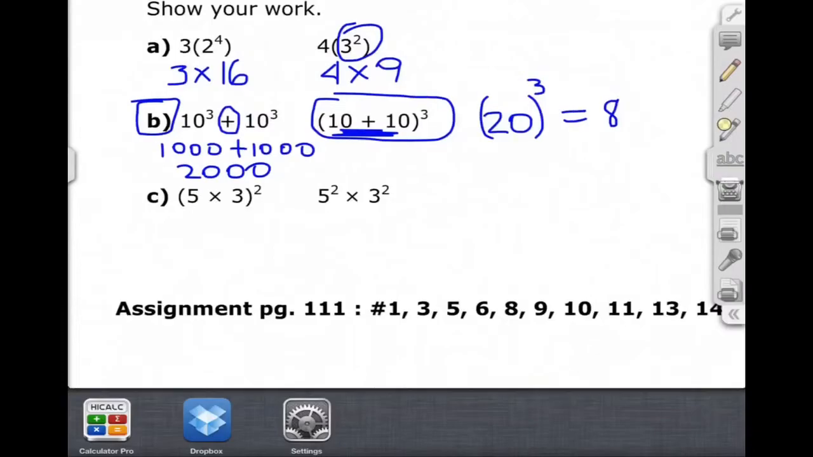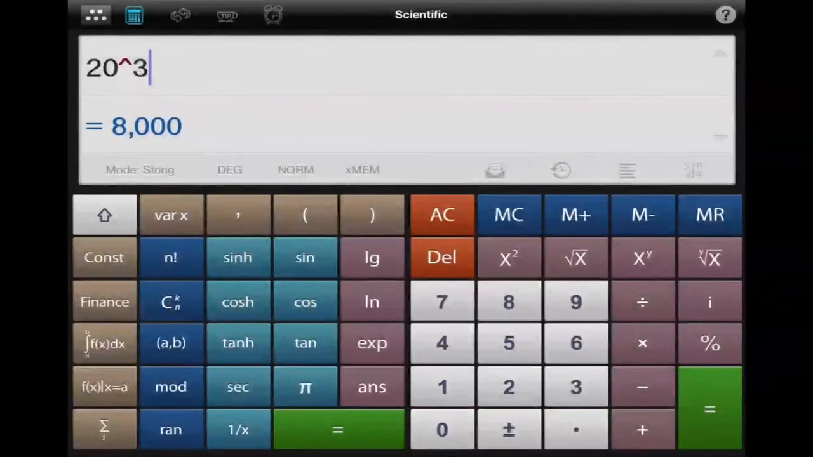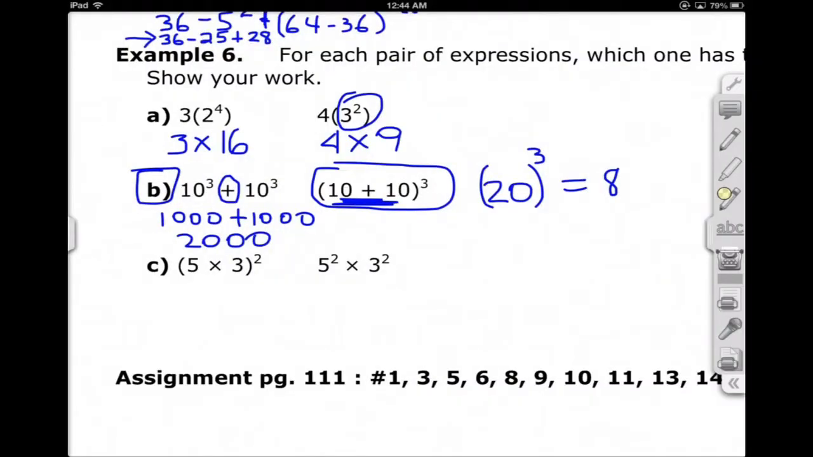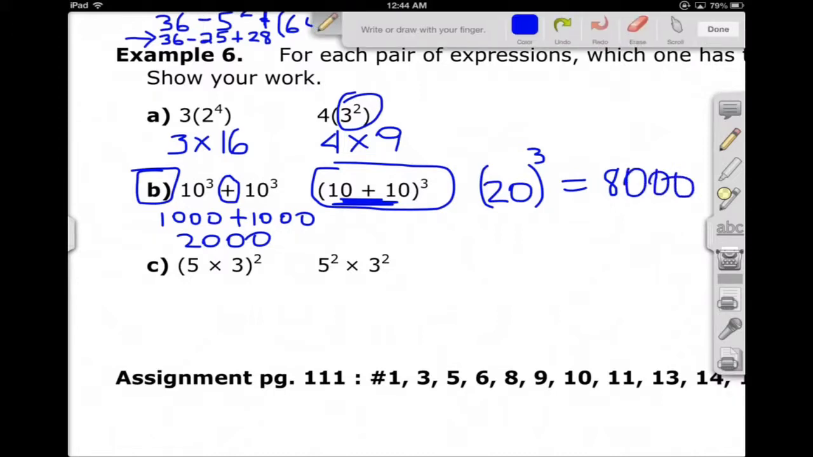I'll make sure I wrote that down right. Yeah, that's right, 8,000. There we go. 2,000 is not 8,000. So it shows just how important it is to do your internal bracket work first. So you're just looking at comparisons here.